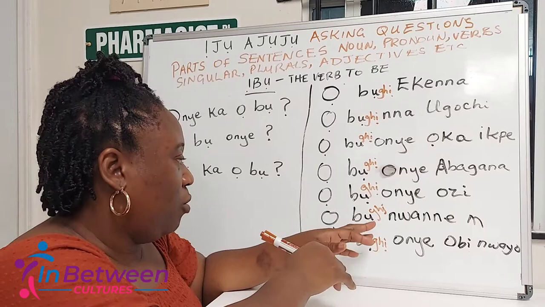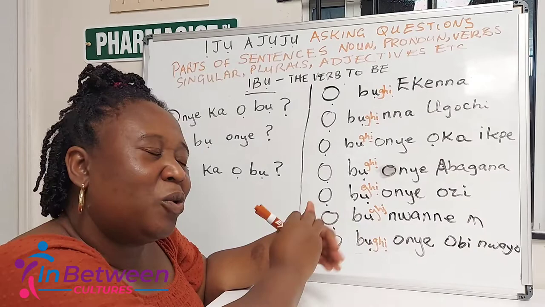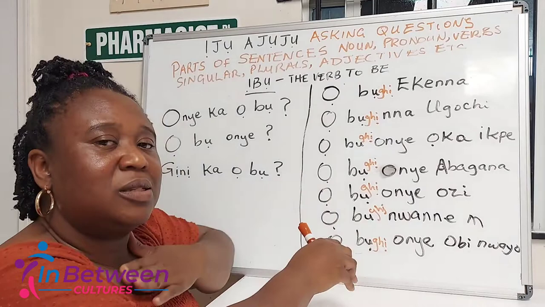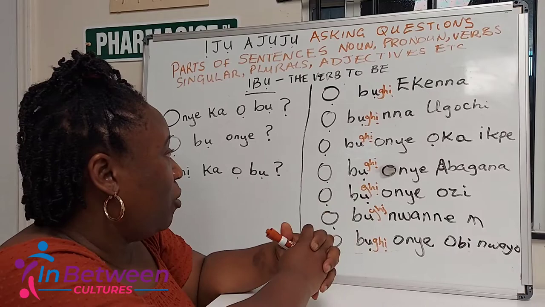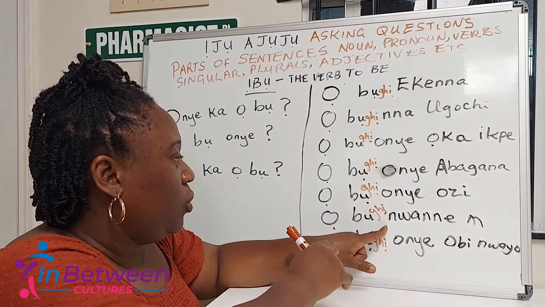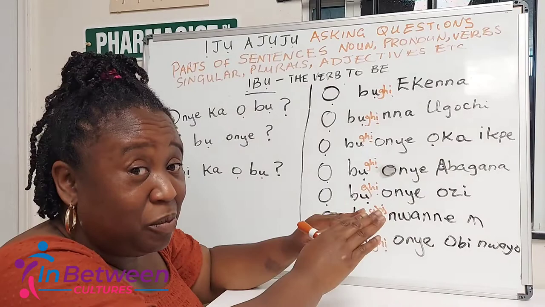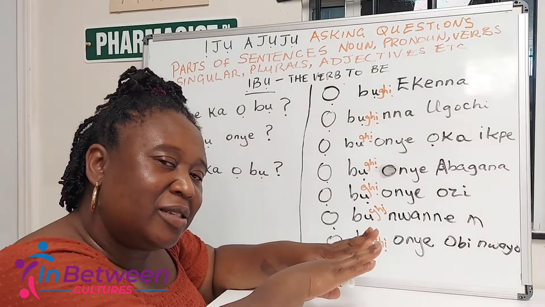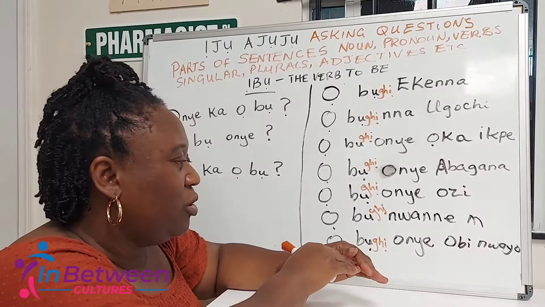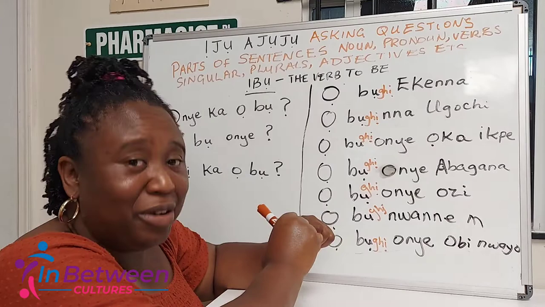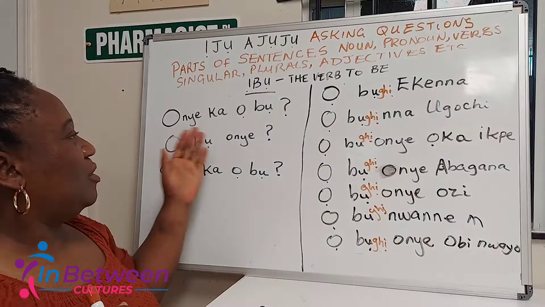Ọ bụghị nwanne m or ọ bụ nwanne m, you're describing him as a relative. Nwanne m means my brother, since he's a boy. This person seems to be a boy because we mentioned him to be Nna, which is father, right? So it means he is my brother or my sibling, okay? Ọ bụghị onye, sorry, forget about the ghị. Ghị is the negative. I'm using the positive here, okay? Ọ bụ onye obi nwayọ. He is a calm person. Nwayọ is calm or slow. You know, he's not that noisy or aggressive. He's calm. Okay? So that's it for all the first, second, third singulars.